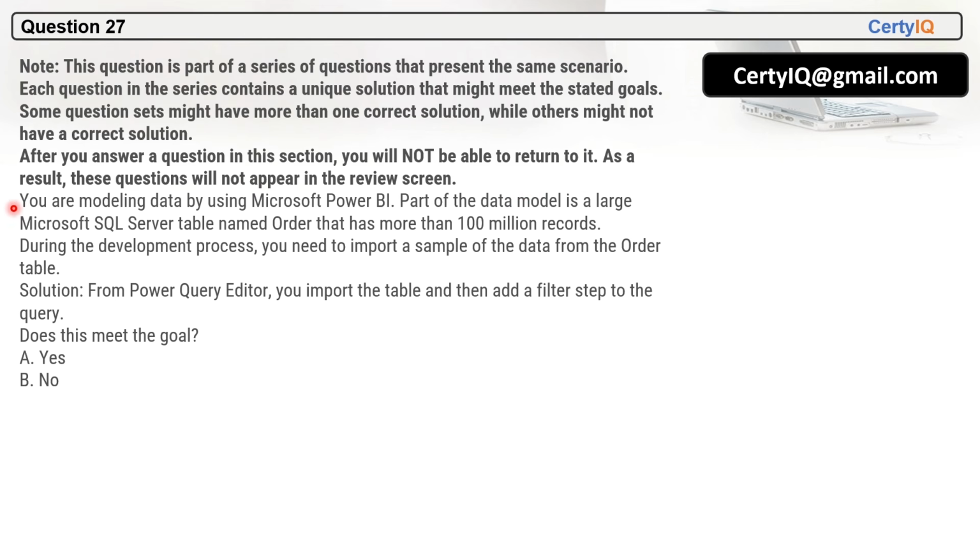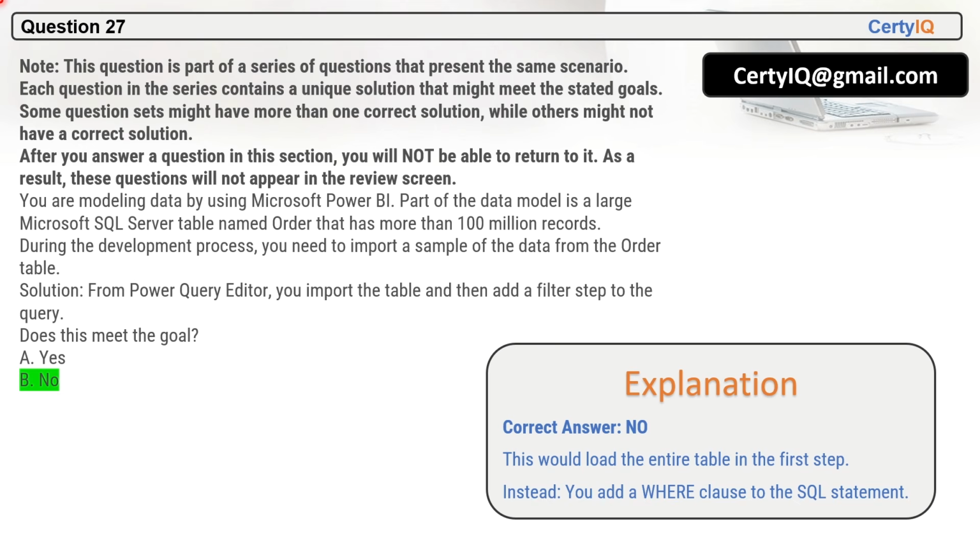So here it starts. You are modeling data by using Microsoft Power BI. Part of the data model is a large Microsoft SQL Server table named order that has more than 100 million records. During the development process, you need to import a sample of the data from the order table. As a solution, from Power Query Editor, you import the table and then add a filter step to the query. So does this meet the goal? Answer is no, it will not meet the goal. This will load the entire table in the first step. Instead, you add a where clause to the SQL statement.